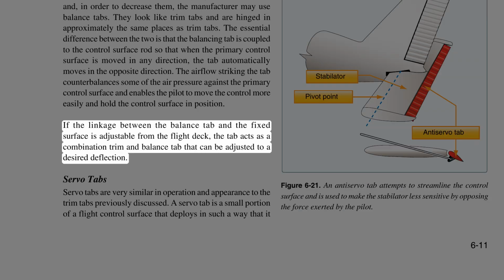If the linkage between the balance tab and the fixed surface is adjustable from the flight deck, the tab acts as a combination trim and balance tab that can be adjusted to a desired deflection.